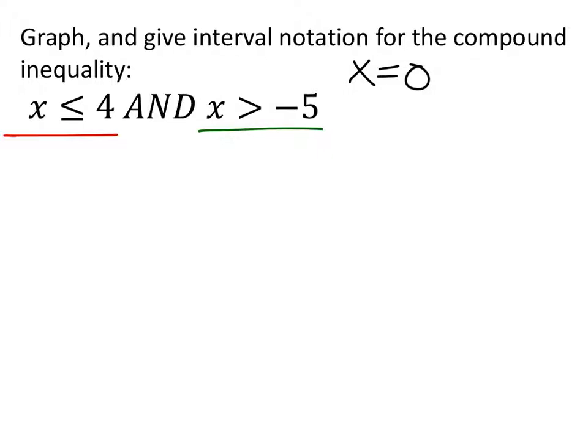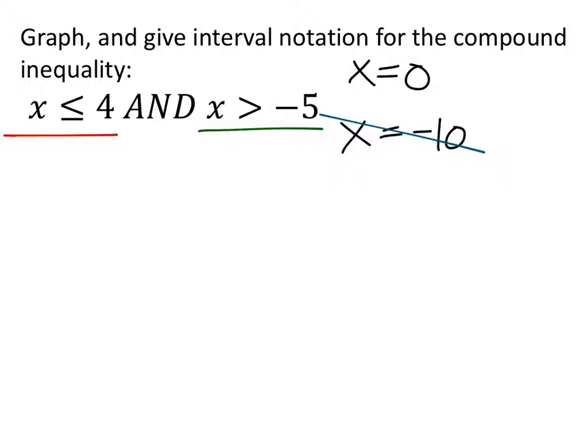Let's expand that a little bit. And what if I said that x equaled -10? Well, then it would satisfy the one there underlined in red, x is less than or equal to 4, but it makes the one x is greater than -5 false. So while one is true, the other is false, but we need both of them to be true. So x equals -10 is not a solution for this set.